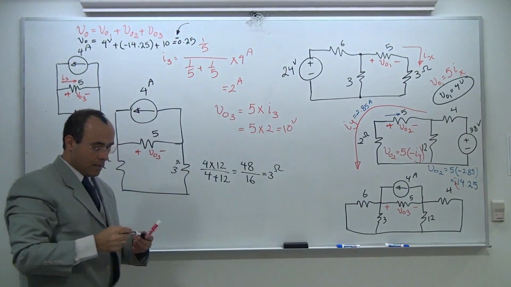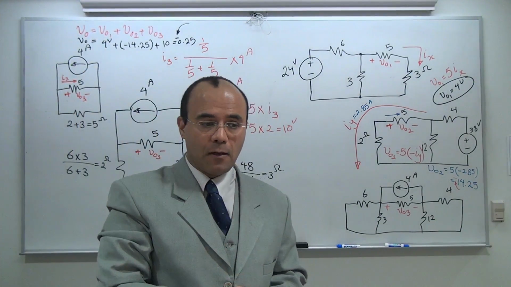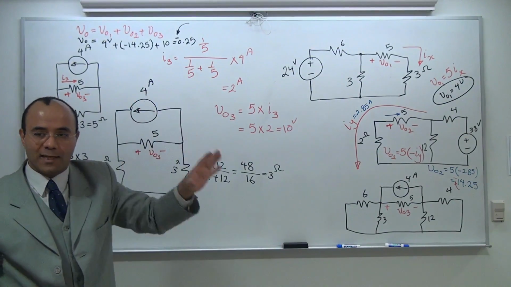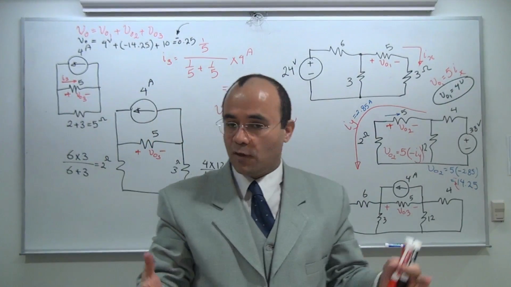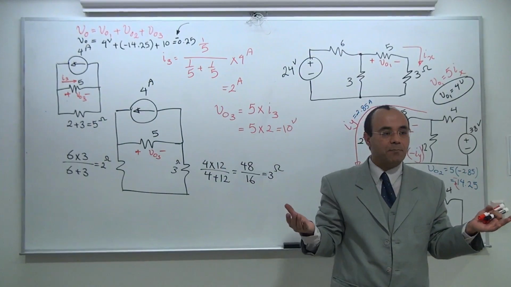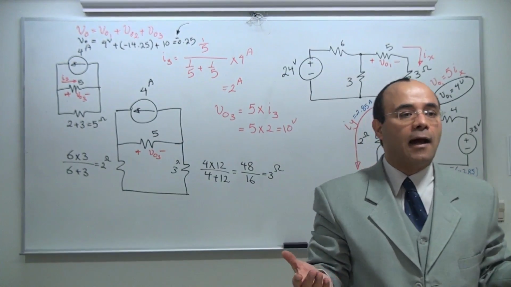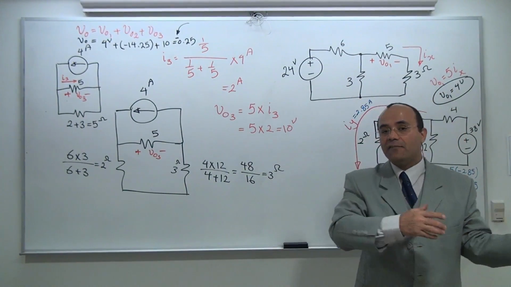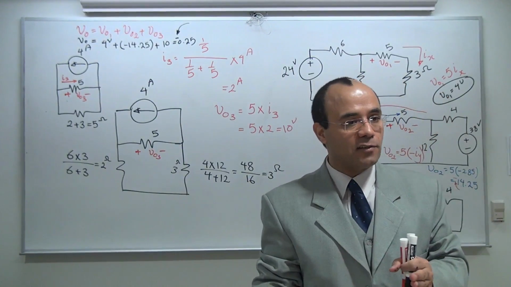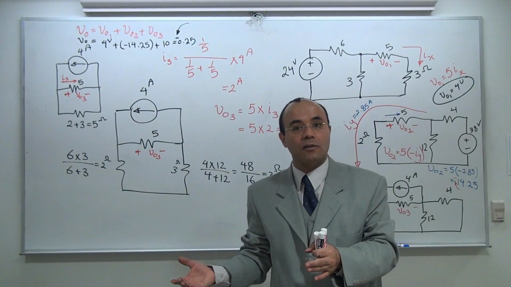Okay? I'm going to solve more problems on the superposition when we get to the tutorial scenario, but I hope I made my point as to how the technique works. The technique is this: if you have 10 independent sources, you are going to deal with 10 independent different topologies. Each time, one source at a time is going to be in that sub-circuit, and every other independent source is going to be set to 0. If the voltage source is set to 0, that's going to be a short line. If a current source is set to 0, that's going to be an open.